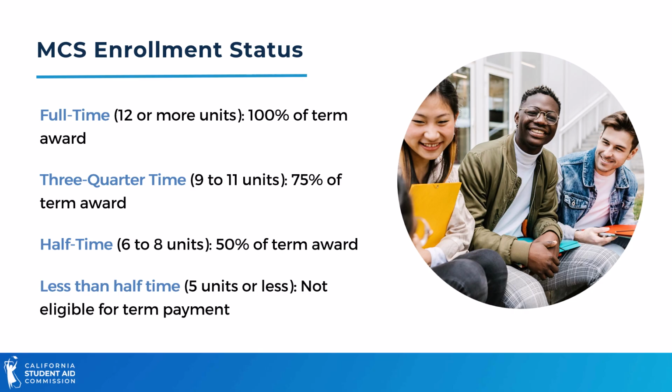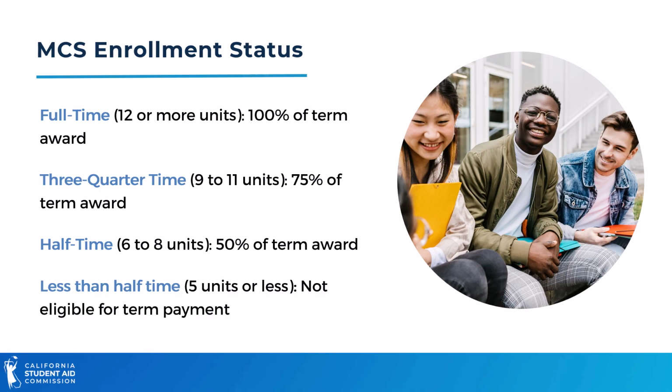When reporting payments, schools will also indicate the student's enrollment status. For the purposes of MCS payments, 12 or more units is considered full-time and grants the student 100% of the term award amount. 9 to 11 units is considered three-quarter time, and 6 to 8 units is considered half-time. Students enrolled in 5 units or less are considered less than half-time and not eligible for term payment.